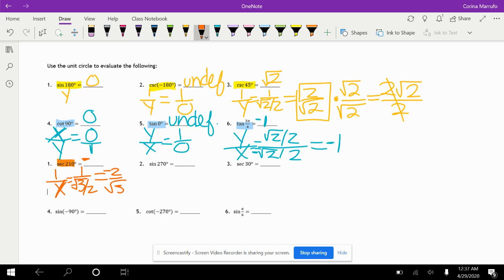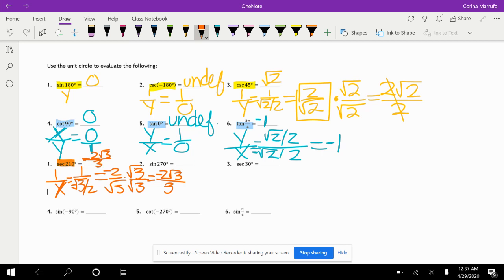This is supposed to be our solution, but remember we cannot have a square root on the bottom, so we have to do something called rationalize. We multiply the top and the bottom by the square root of 3. On the top, we get negative 2 times the square root of 3. On the bottom, when you multiply the square root of 3 times the square root of 3, that just gives you 3. There's no more simplifying we can do. We just leave it like that: negative 2 square root of 3 over 3.